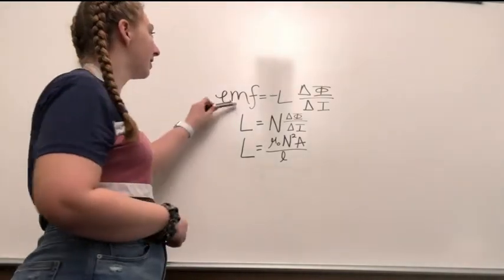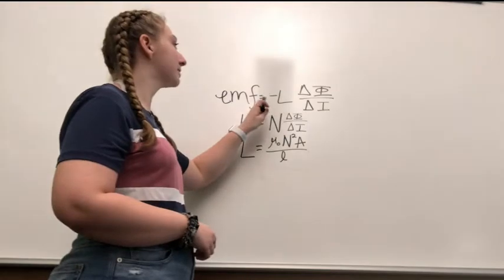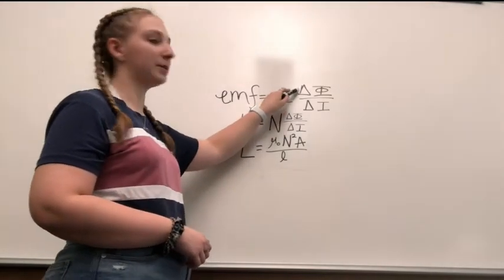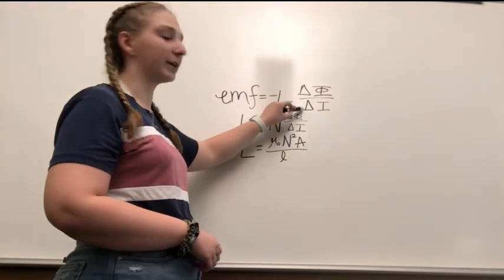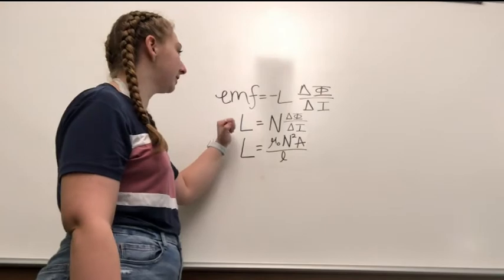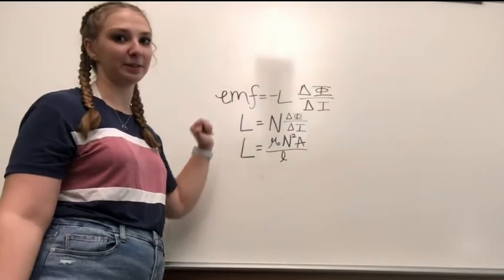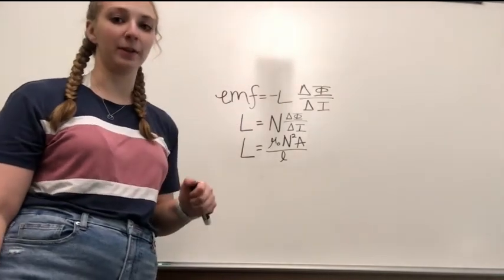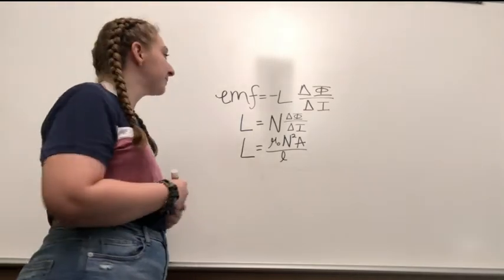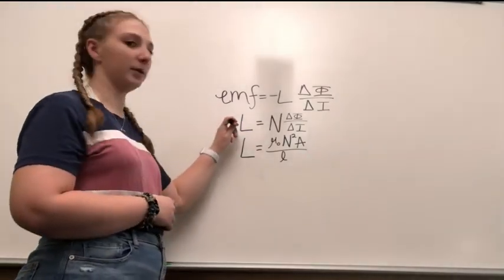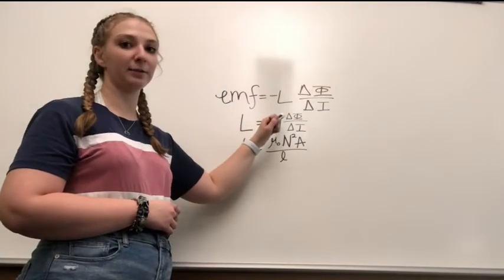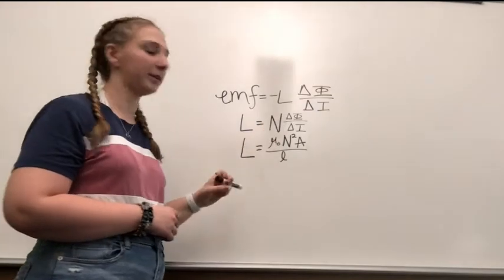First we have the EMF equals the negative L times the change in current over the change in time. Now, the next equation has some derivations, and I'm not going to get into them in this video, but I did put them in the slide that will show up next. Overall, it's going to be L equals N times the change in magnetic flux over the change in current.